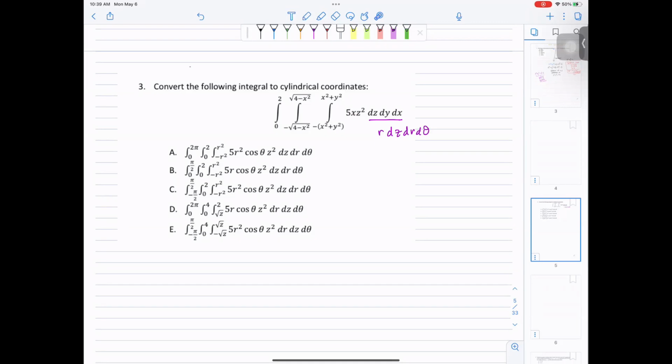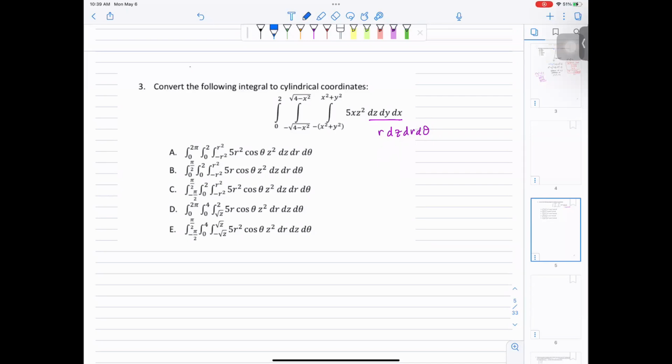And you can see that some of the answer choices actually switch up the order of integration. So we can be a little bit careful about that. But usually, we'll see what happens. Okay, but for now I know that this differential is like this.